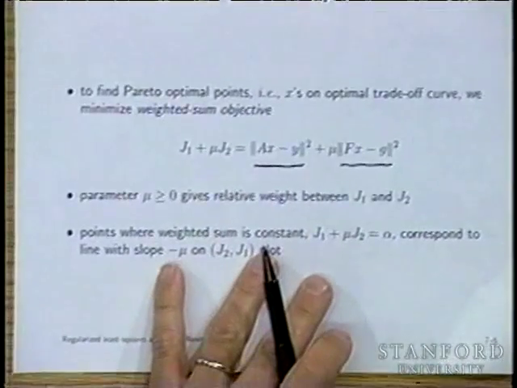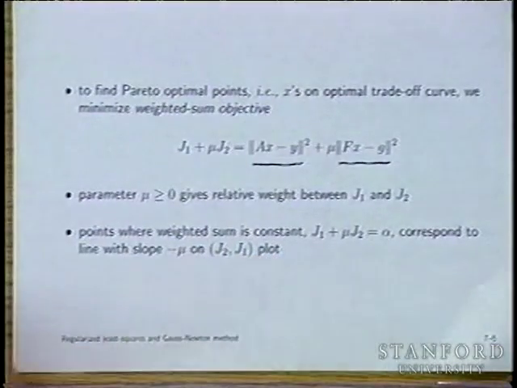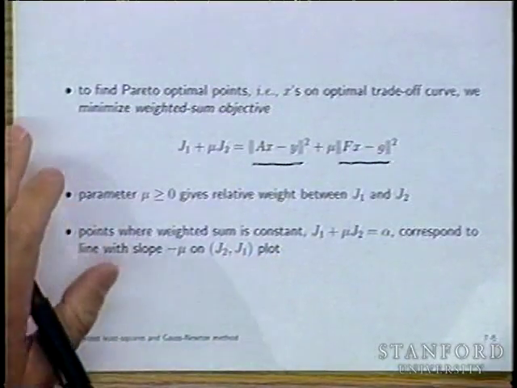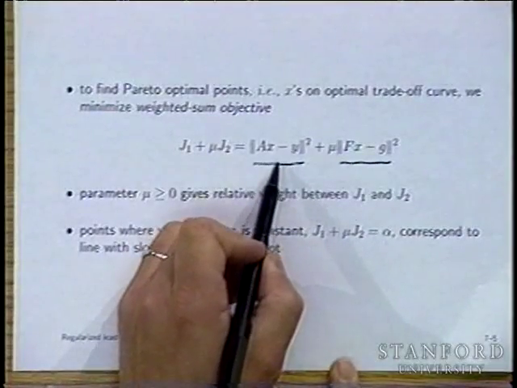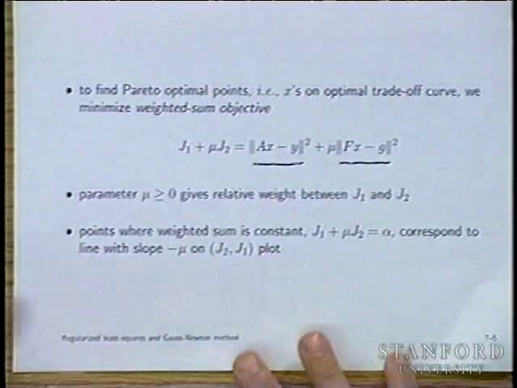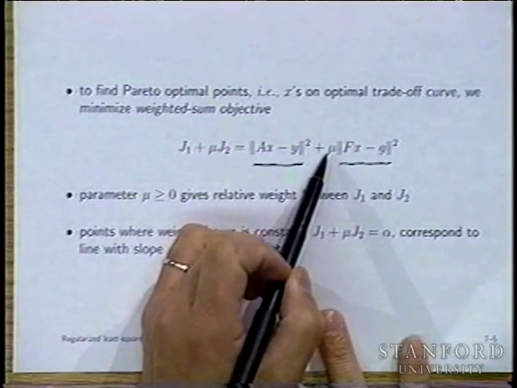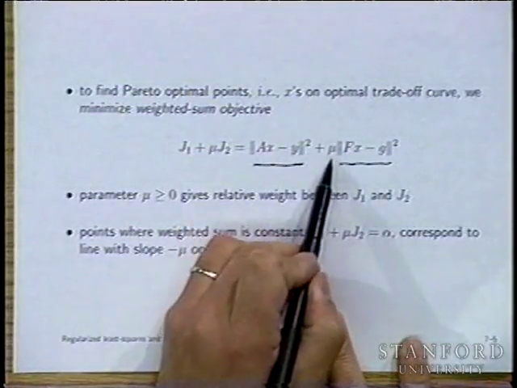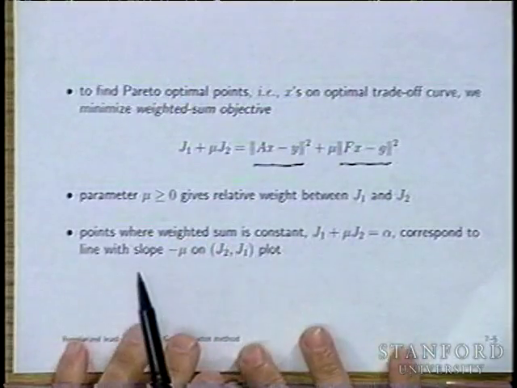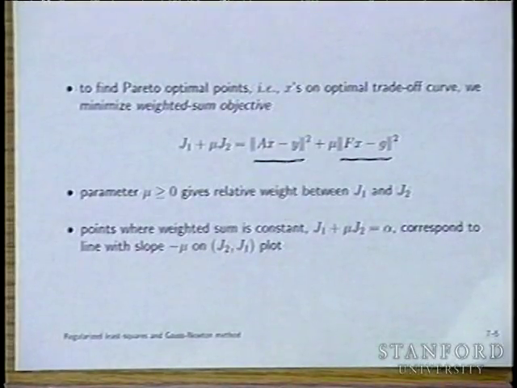Let's look at this idea of the weighted sum objective, which, by the way, comes up independent of discussion of trade-off curves. It's also completely normal, if you have two objectives and want to come up with some answer, to just add them with some weight. So I add this objective plus mu times that one. And the idea is that mu is supposed to give a relative weight between J1 and J2. Is there a question?